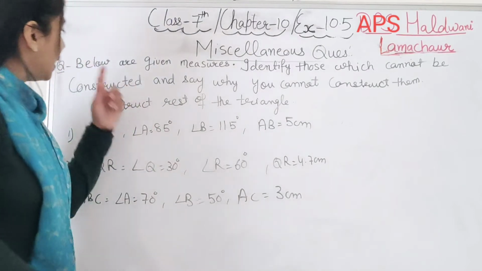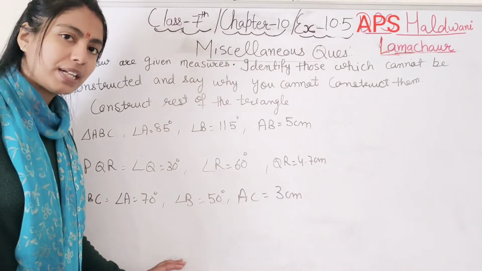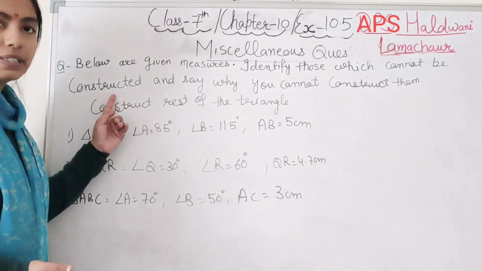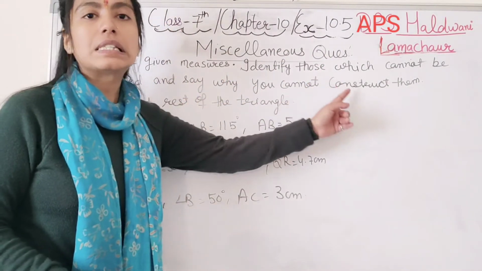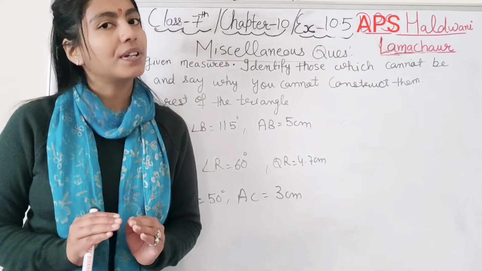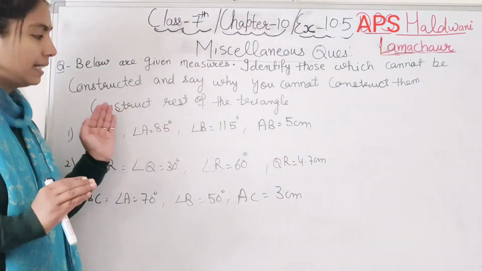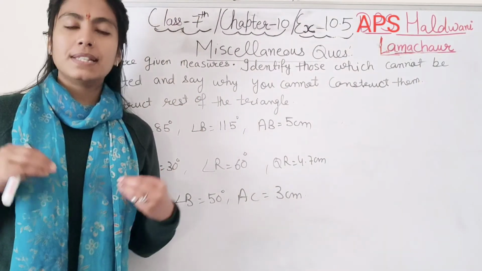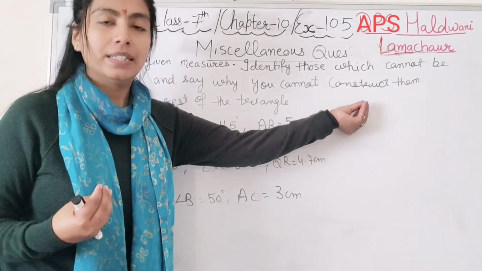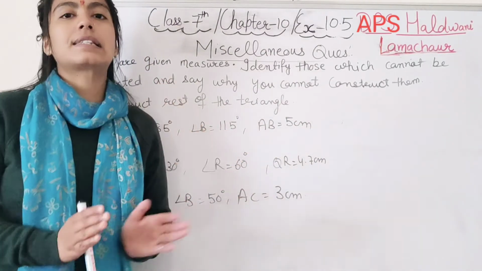Right? So let's start. Below are given measures. It means you have 6-7 questions on the basis of triangles, where you have to construct a triangle. Identify those which cannot be constructed and say why you cannot construct them. It means some of the measurements are not possible to construct the triangle, and you have to tell the reason why. And construct the rest of the triangles, like we have drawn till exercise 10.4.